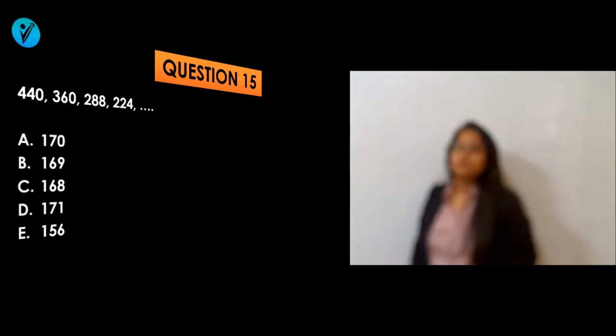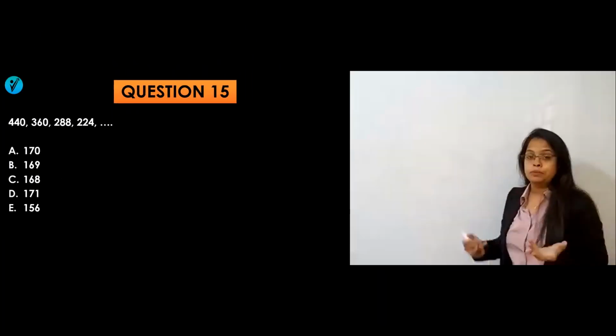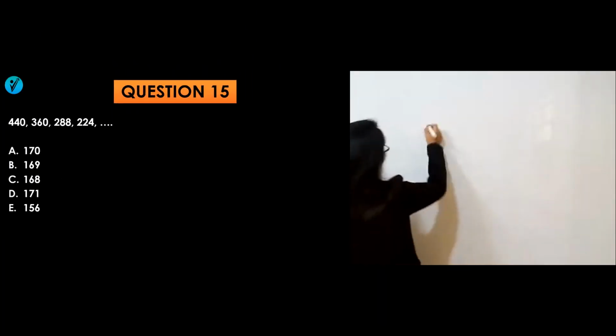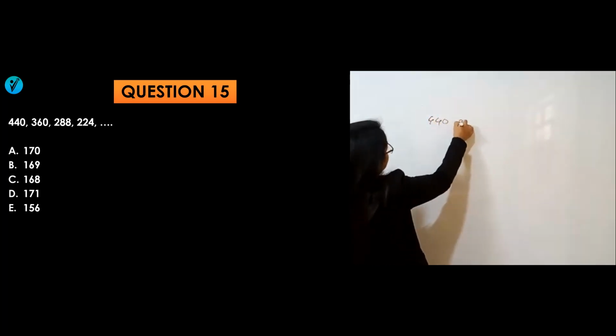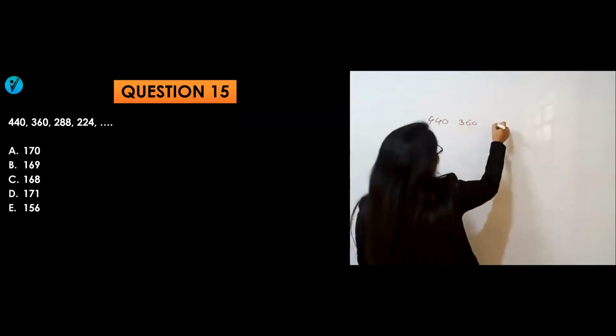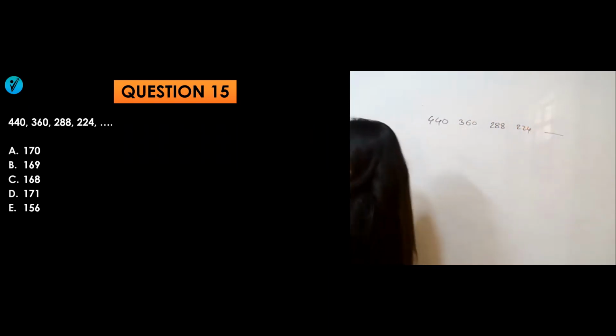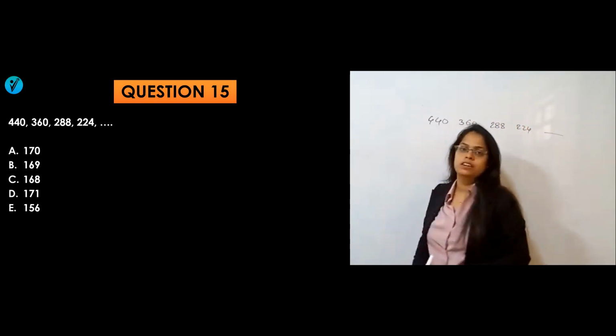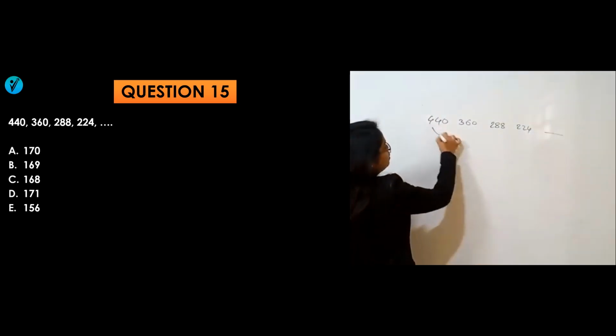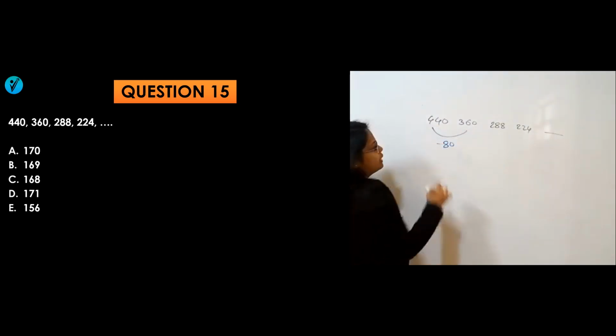It was easier. So the next question, question number 15 is here, and that is the question of a series. 440, 360, 288, 224, question mark. We will find out the difference here. What is the difference? Let's find out. 40, 40, 80. We are taking minus 80.